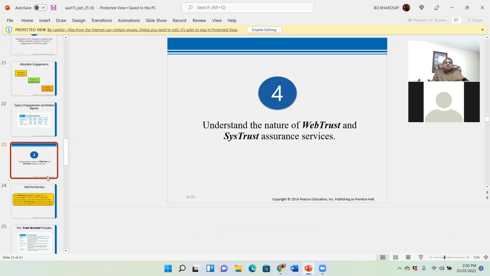Understand the nature of WebTrust and SysTrust. What is WebTrust? With WebTrust, we are looking at the client website to make sure that it adheres to certain principles of developing websites. With SysTrust, we are looking at the client computerized system to see that it adheres to certain principles.